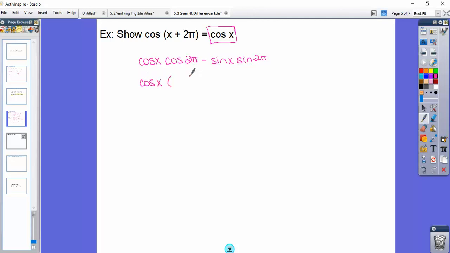Okay, so cosine x, I don't know what that's equal to, but cosine of 2 pi, that's 2 pi is the same as 0. Cosine of 0 is 1. Minus sine x, sine of 2 pi, that's like sine of 0, which is 0. Cosine x times 1 would just be cosine x. Sine x times 0 is 0. So we get cosine x as we want.